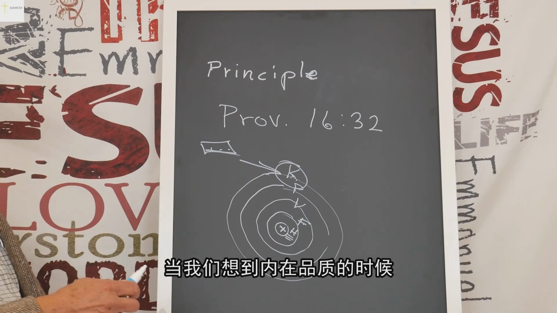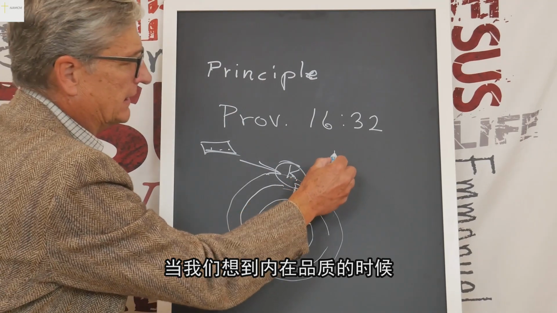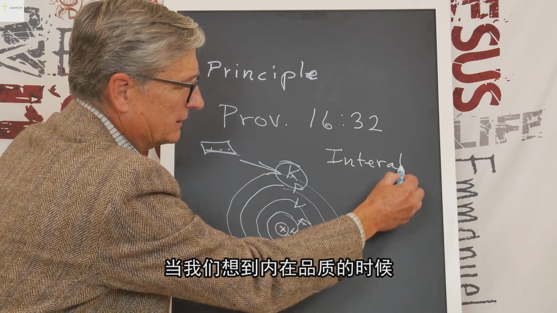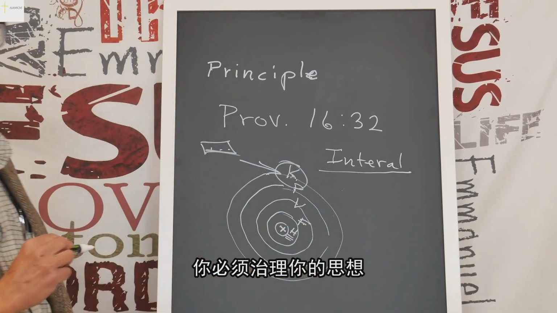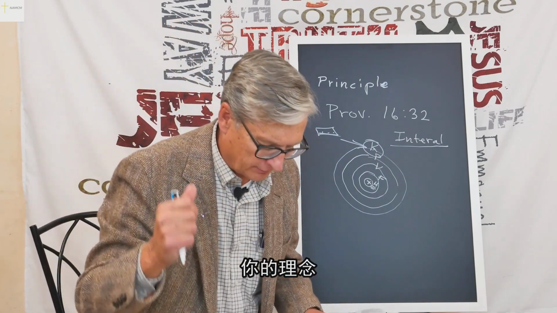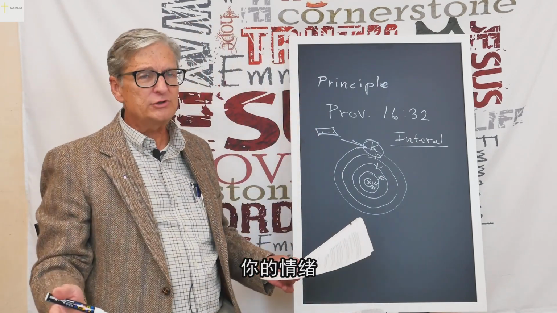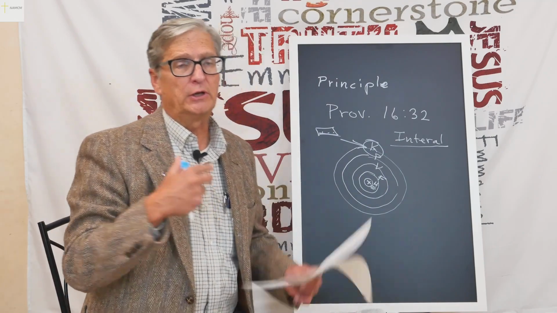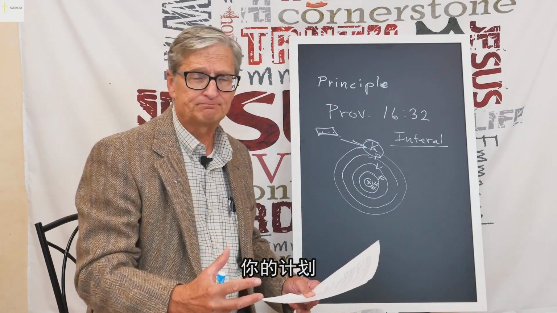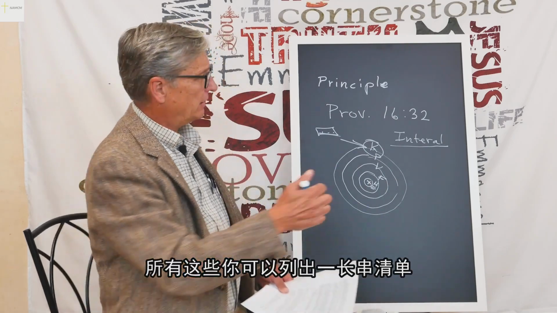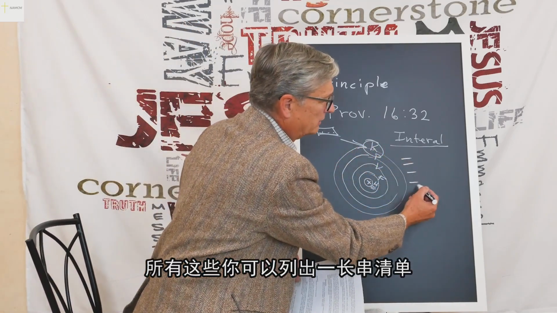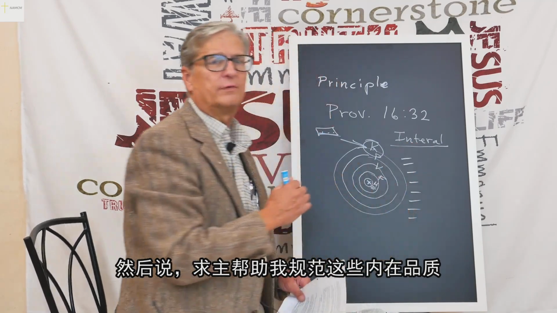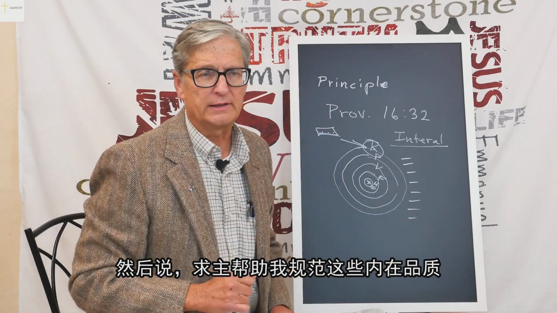So think about internally, when we think of the internal qualities that you have to rule over: your thinking, your thoughts, your emotions, your talents, your temper, your goals, your planning, your ambition. See, all of those, you could make a big long list of things and say, Lord, help me rule over those internal qualities.